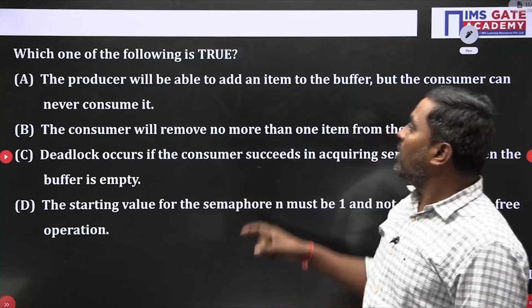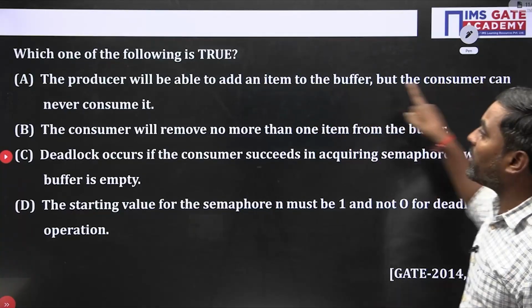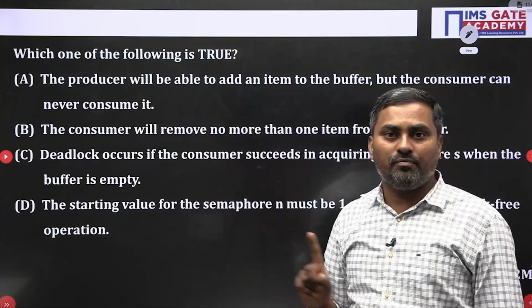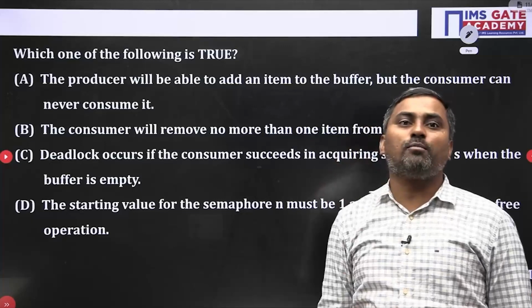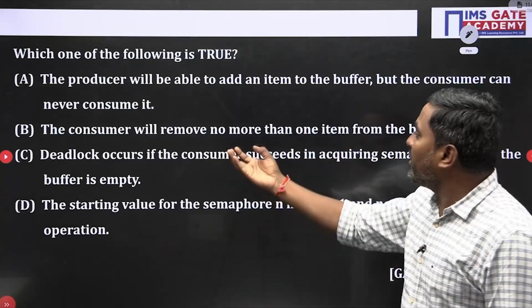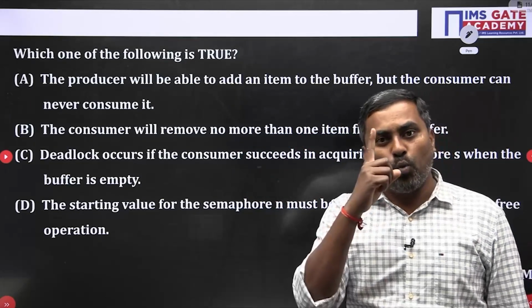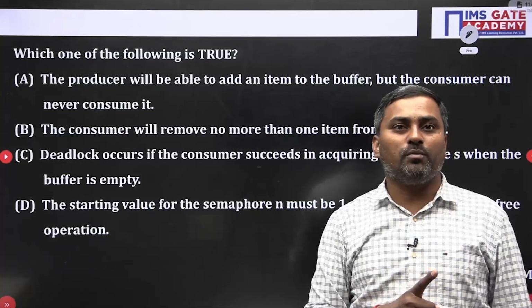Statement 1 says that the producer will be able to add an item to the buffer, but the consumer can never consume it. The producer can place, but the consumer is not able to consume, based on the code. Option B says the consumer will remove no more than 1 item from the buffer. He is saying that only 1 item can be removed by the consumer.